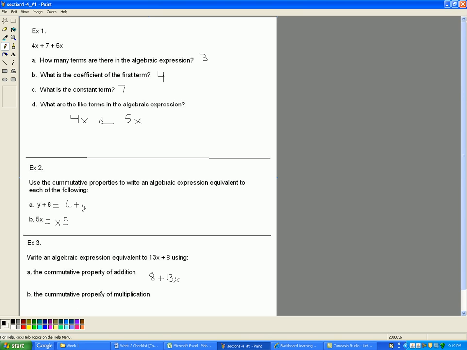Now they ask us to use the commutative property of multiplication. The only term in this expression that uses multiplication is the first term, 13x. We learned from this example that if we write 5x is equal to x5, we can do the same thing for this first term, and we get x13 plus 8. Now we have this expression equals this expression, and this expression still equals this expression. Additionally, this expression also equals this one.